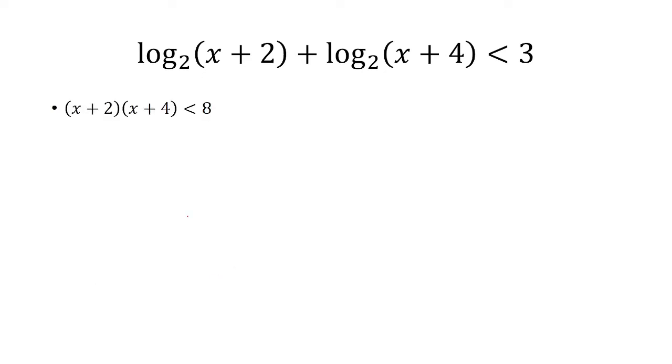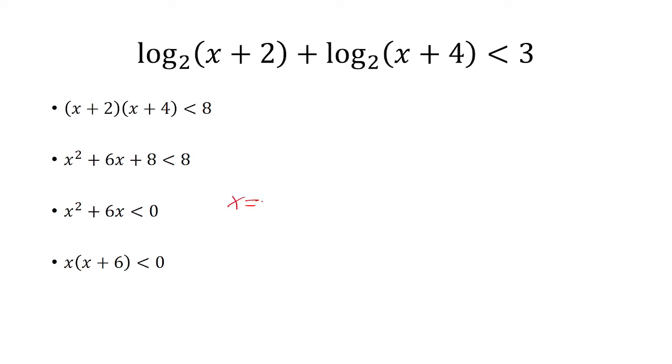So I'm going to FOIL this out and get x squared plus 6x plus 8. That's going to be less than 8, so subtract both sides by 8 to get x squared plus 6x is less than 0. Factoring out an x, and now at this point, we set each factor equal to 0. So x is 0, and x plus 6 equals 0, and so we get x is negative 6.